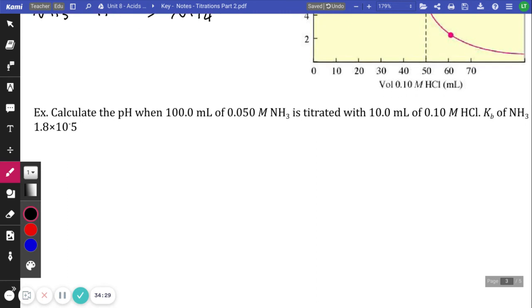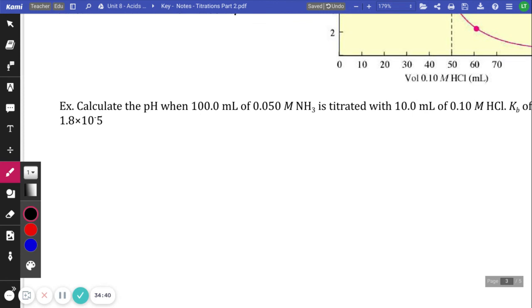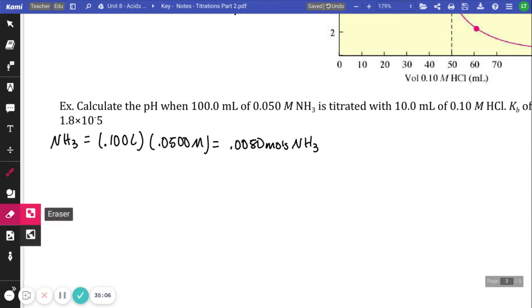All right, so first thing we need to do is figure out the moles of our NH3, our ammonia, as well as the moles of our hydrogen. So to solve for that, we start with our NH3. It's going to be our liters times our molarity, which gives me 0.005 moles of NH3. Let me rewrite that because that's kind of ugly.